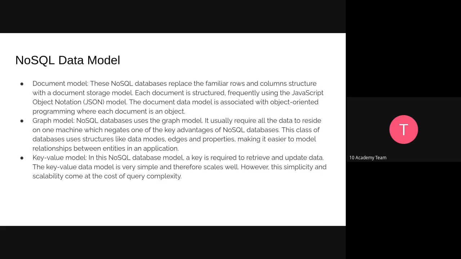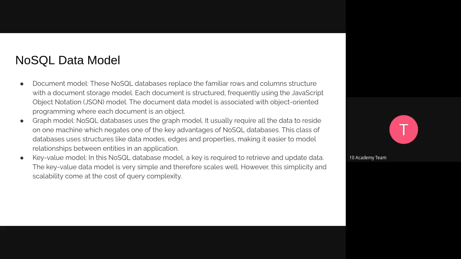particular machine. This class of databases uses structures like nodes, edges, and properties, making it easier to model relationships between entities in an application. So the graph model, as you know, is the graph structure. It follows not entirely the tree structure, but the graph structure where we have the nodes and then we have the edges. Each node is like the object in the document model that represents a particular data point, and each edge or each connection is like a particular table in our SQL database. An example of a graph model is the Neo4j database.